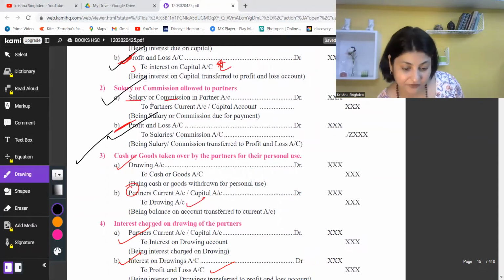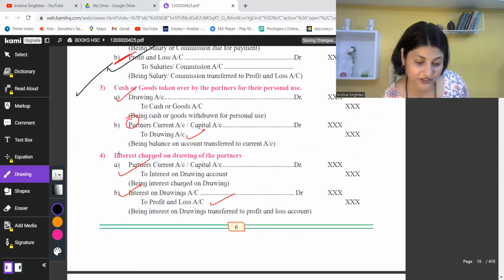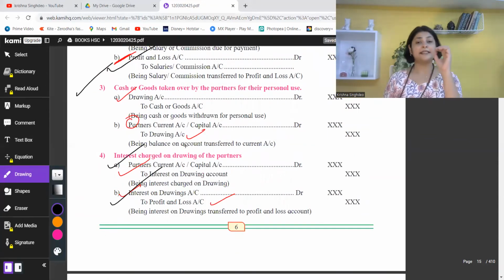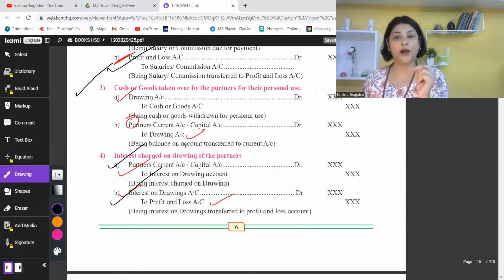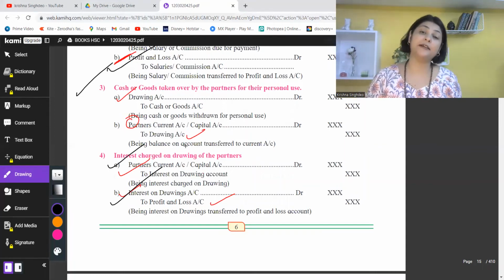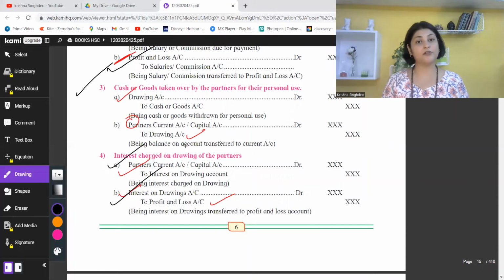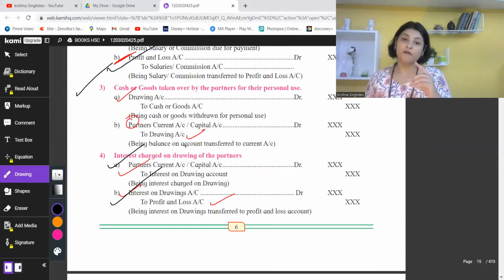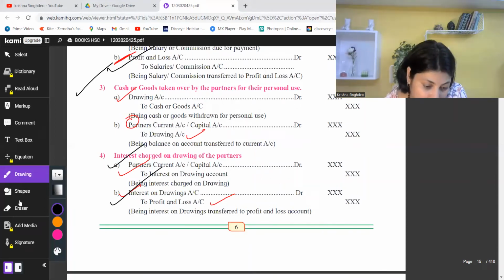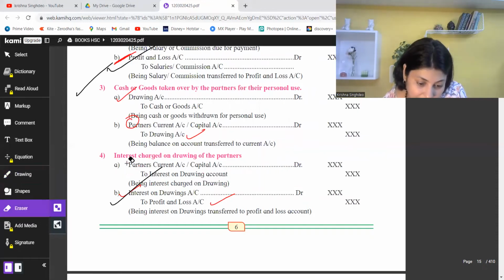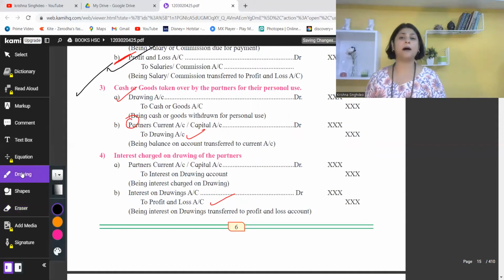Then after this, you have interest on drawings charge. So interest on drawings also has two entries. Just remember that when it comes to passing entries, there are always two entries. Why two entries? Because one is booking of the expense or income, then closing it. Where are you going to close it? You are going to close it in the profit and loss account. For example, if I talk about this particular one, let me just erase whatever tick marks I have made. If I talk about this particular one, interest charged on drawings of the partners.